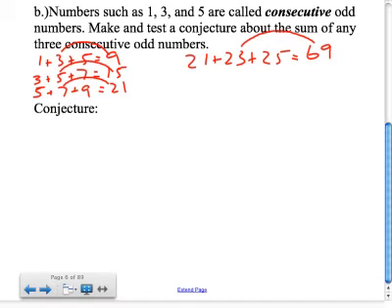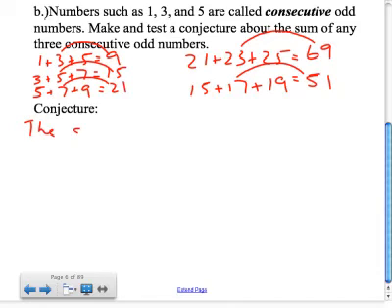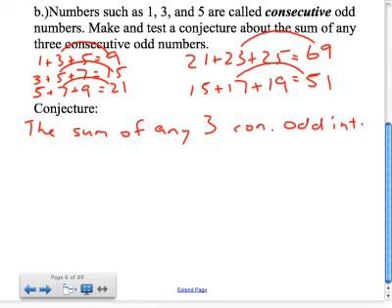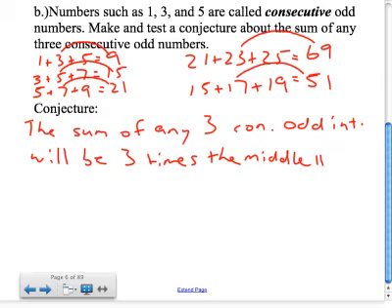That's okay. One more, 15, 17, and 19. That adds up to 42, 51. And 3 times 17 is 51. I think we got it. Okay, so the conjecture: the sum of any 3 consecutive odd integers will be 3 times the middle number. Okay, so that's what we're looking at there.